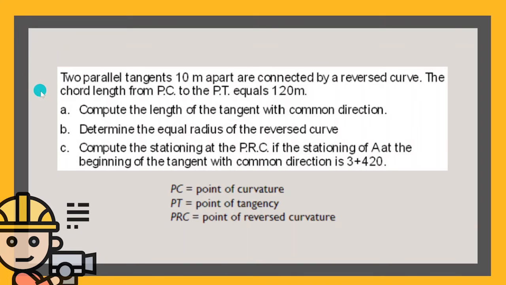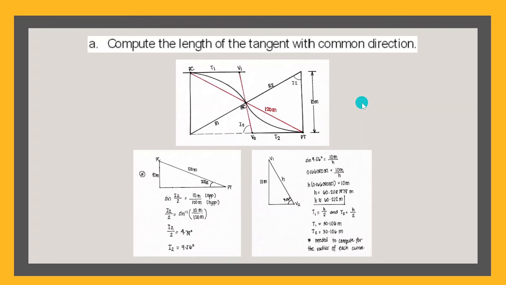We are asked to compute the length of the tangent with common direction, to determine the equal radius of the reverse curve, and lastly, to compute the stationing at the PRC if the stationing of A at the beginning of the tangent with common direction is 3 plus 420. So we need to compute the length of the tangent with common direction.